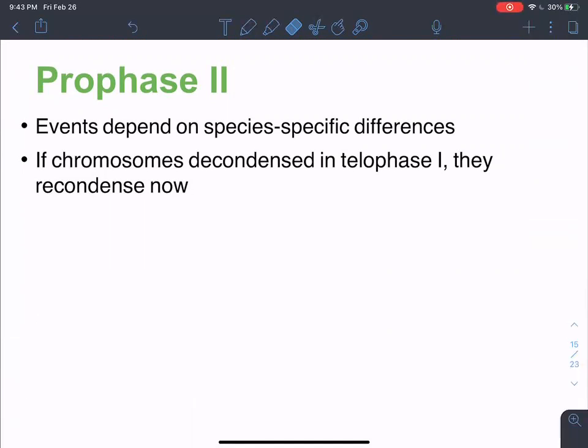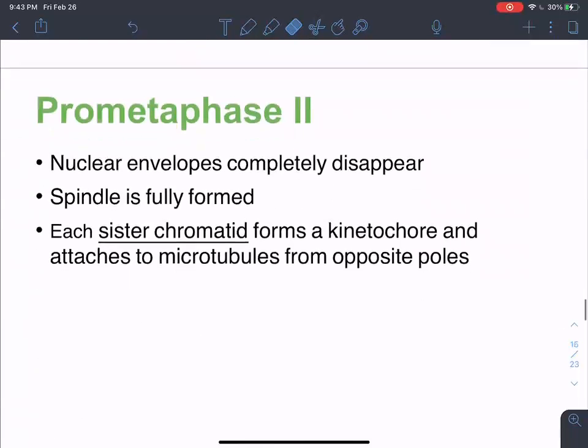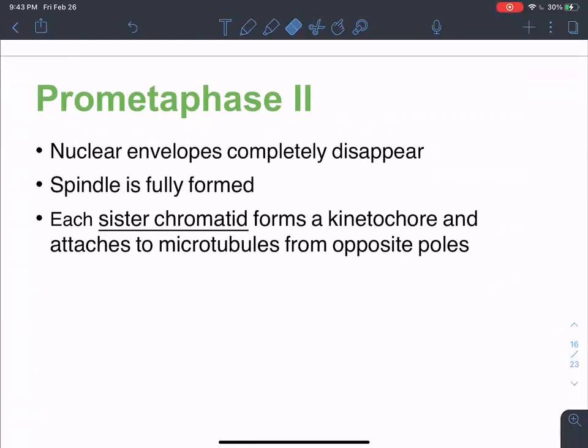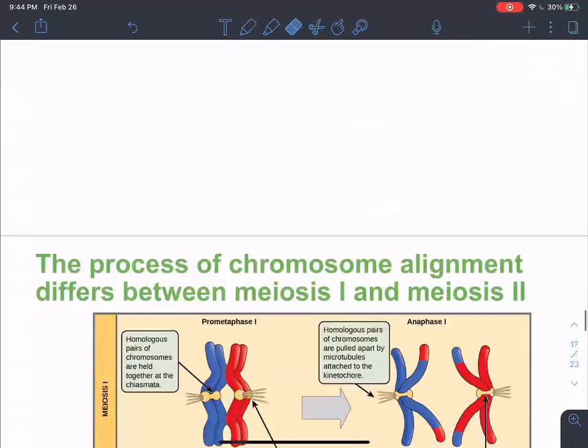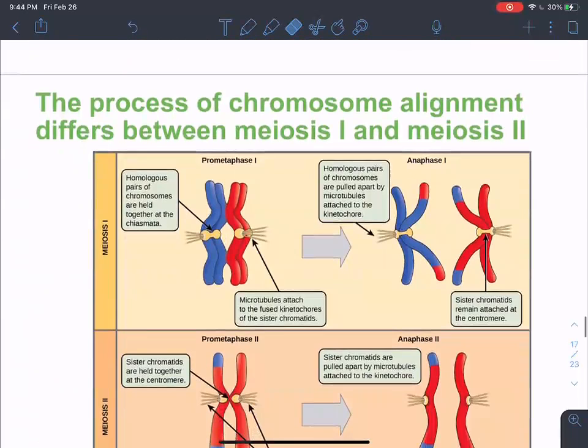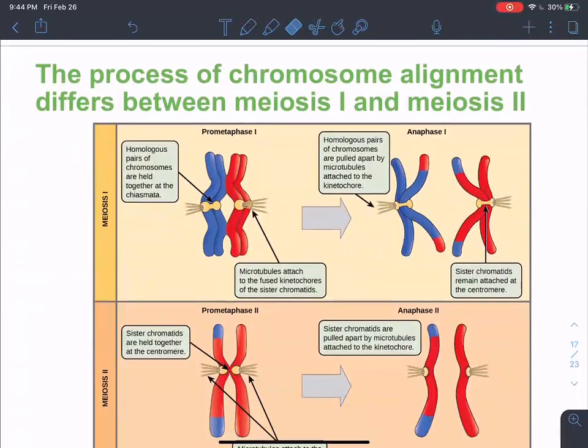And these events depend on species specific differences. If the chromosomes are decondensed in telophase 1, they will begin to recondense at this time. Then in prometaphase 2, the nuclear envelope is going to completely disappear again, and the spindle is fully formed, and then each sister chromatid forms a kinetochore and attaches to those microtubules from opposite poles. And now this is when we start to see them actually being separated during anaphase 2.